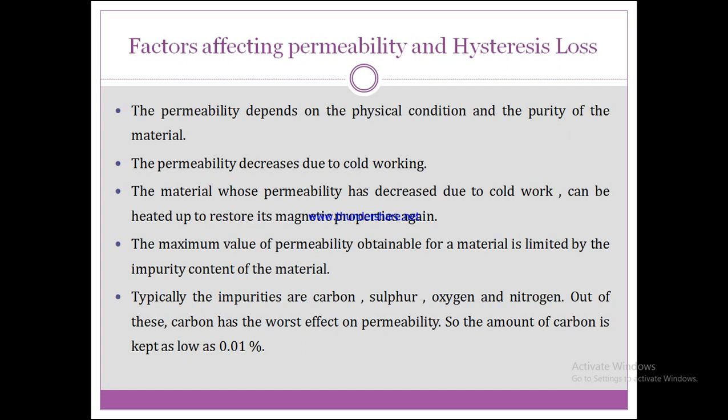With such impurities, carbon, sulfur, oxygen and nitrogen, the carbon has the worst effect on permeability, so the amount of carbon should be kept as low as possible. In general, it should be kept at 0.01% of the magnetic material.